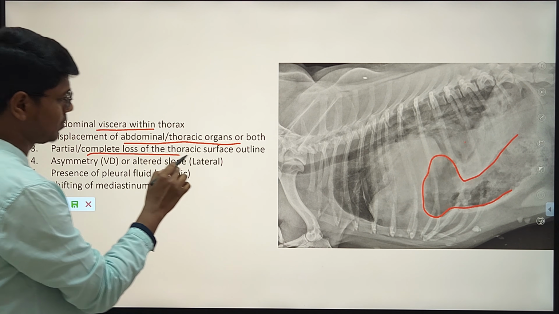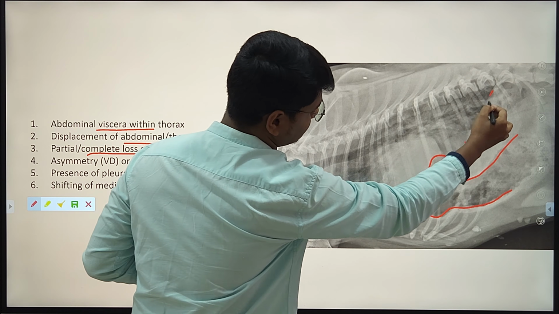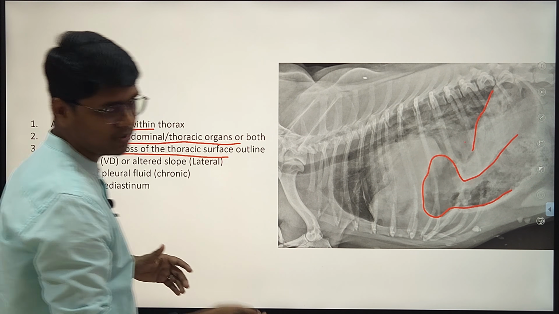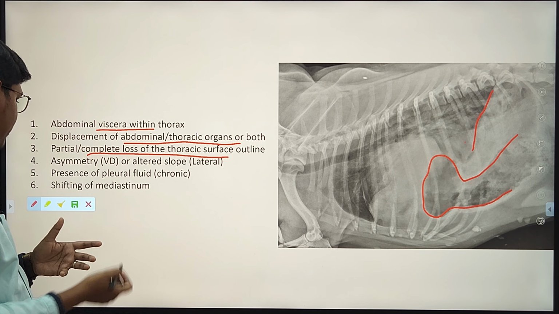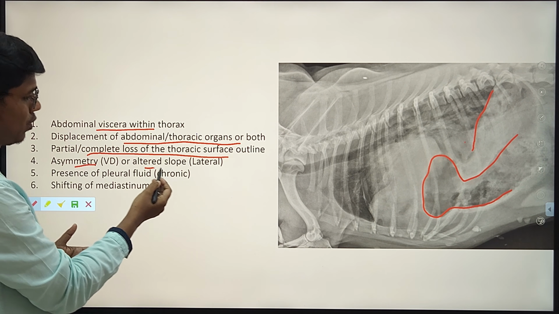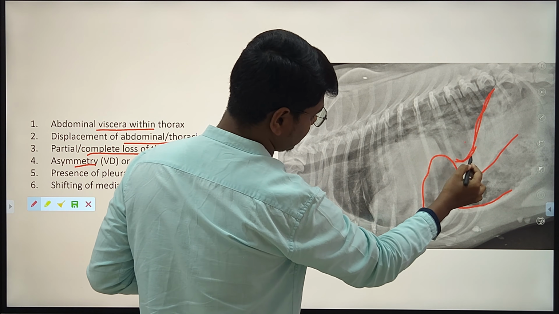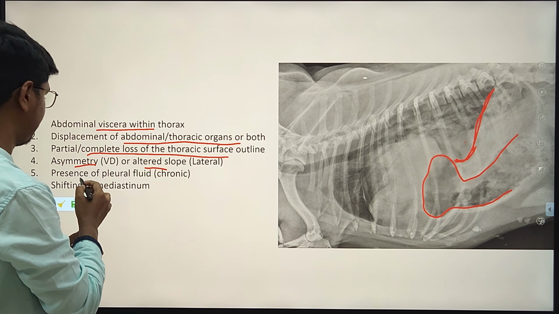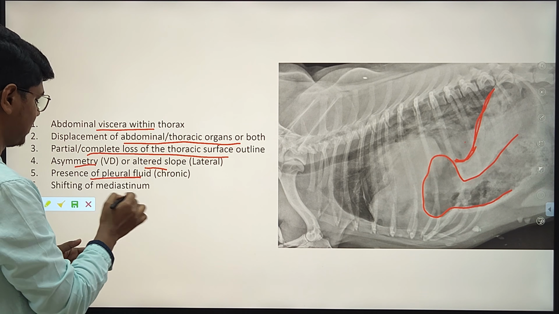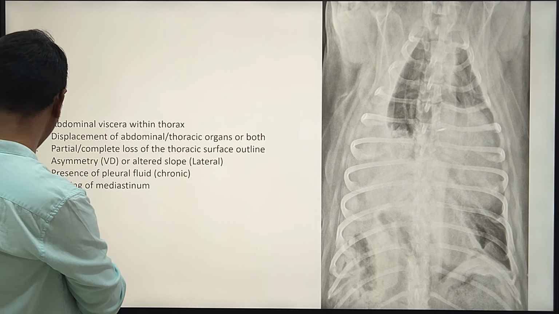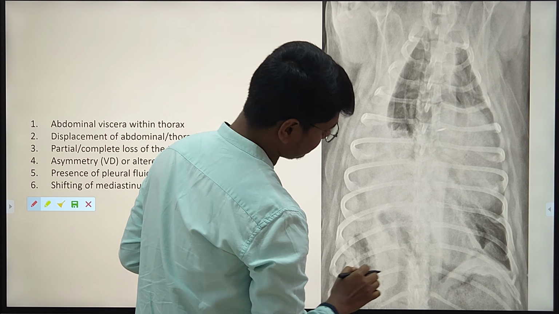Partial or complete loss of thoracic surface outline. Yes, up to this you can say the diaphragm is present, but after that there is complete loss of the thoracic surface outline of the diaphragm. Next, asymmetry or altered slope. Yes, the slope has been altered up to this. Presence of pleural fluid is in chronic cases. Shifting of mediastinum, we will see in the VD view. This is the VD view, you can see here.